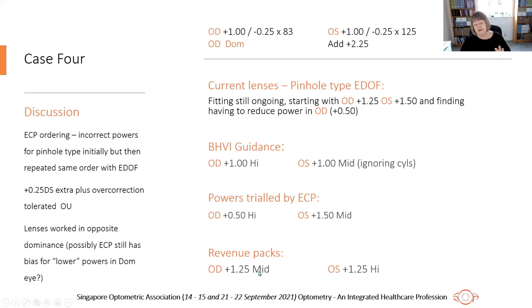The ECP did prescribe the high in the non-dominant eye. I'm not sure if that's because of practitioner bias. I would still have gone with it the other way around, but needless to say, the patient is quite happy with that. So the message to take from this, if you are swapping from one type to another, always start with the guidance of the lens type you're going to, not the one you're coming from.